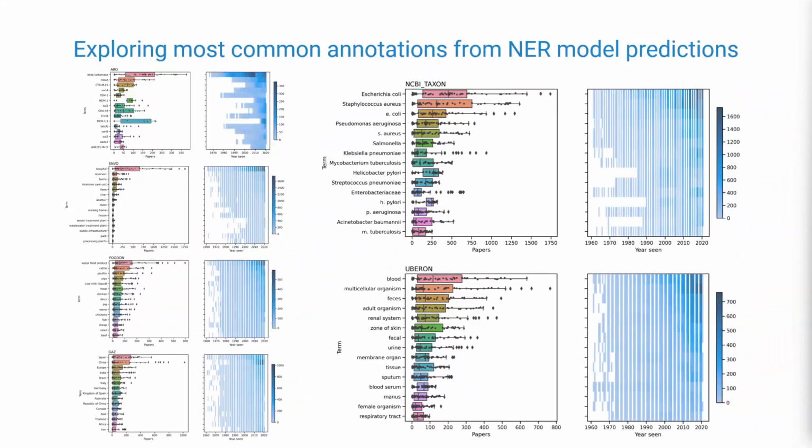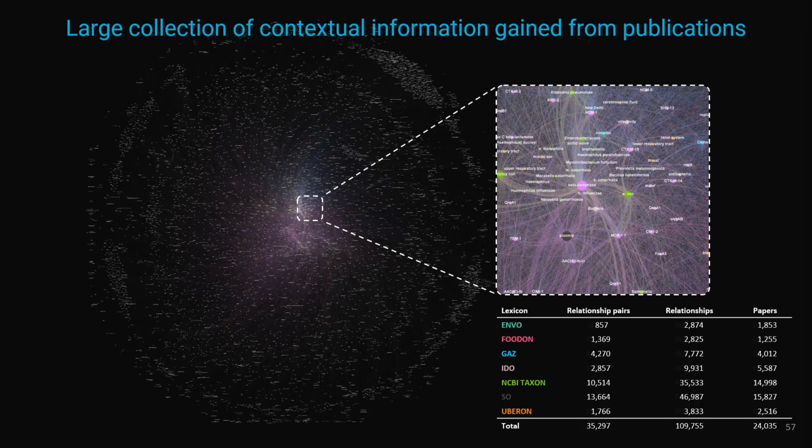And here you can find the most common bacteria in literature, so E. coli, followed by Staph aureus and Pseudomonas aeruginosa. The most common anatomy parts are the blood, feces, and kidneys. Overall, these are the results of entity recognition, but after extracting the relationships between these entities and resistance genes, we can generate network diagrams like this.